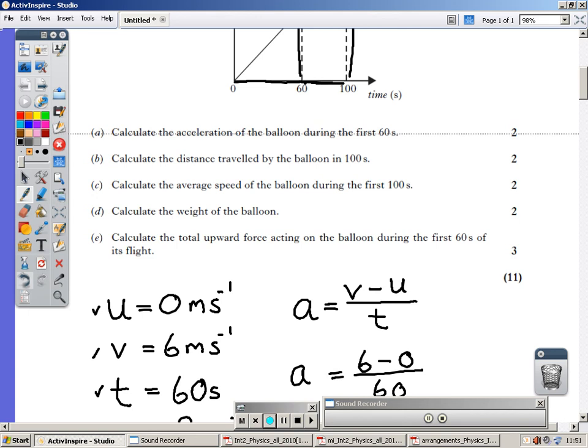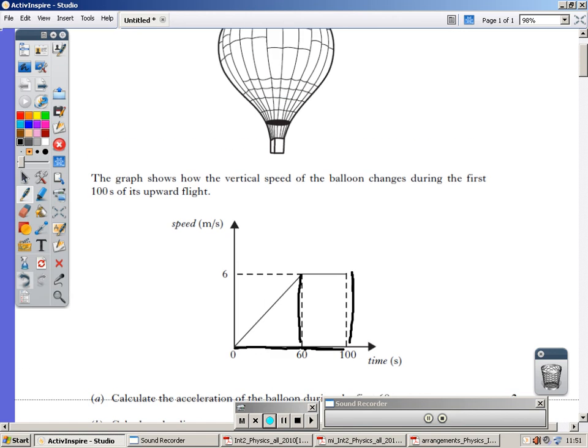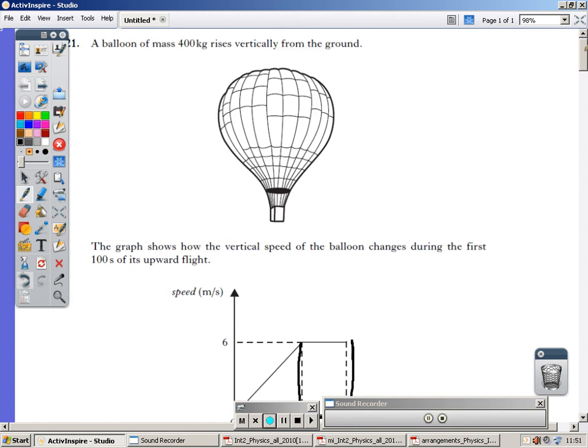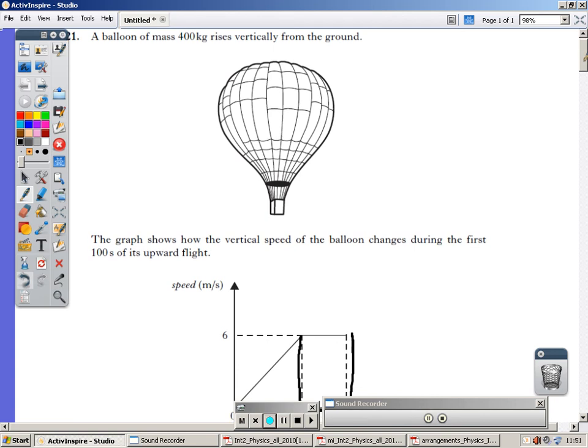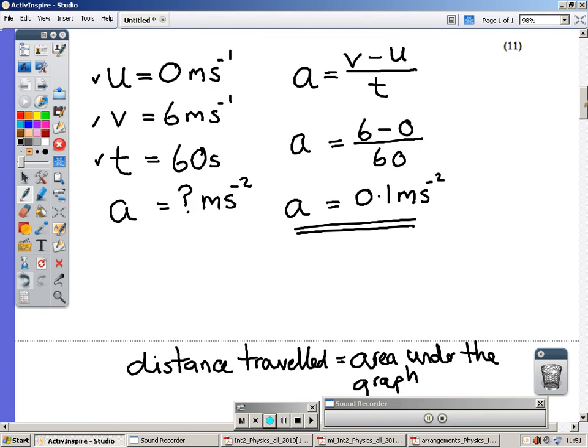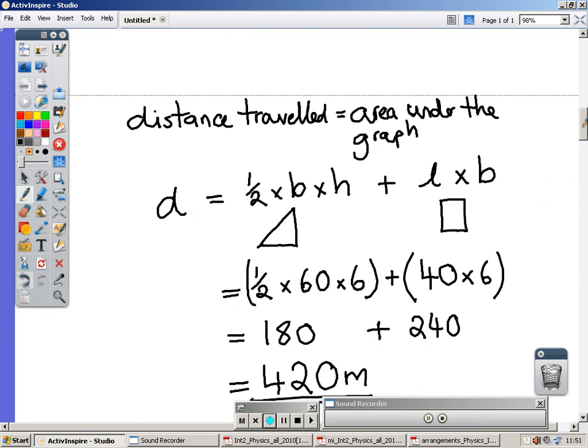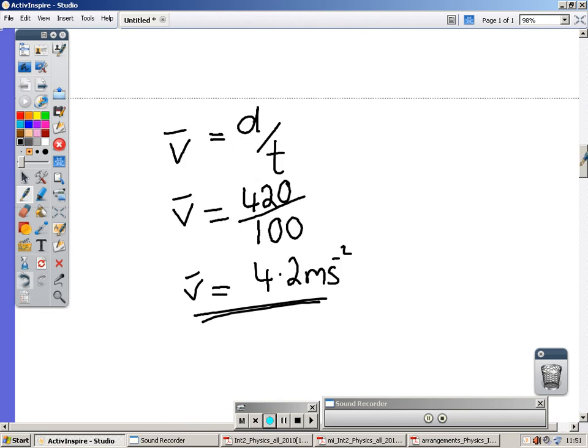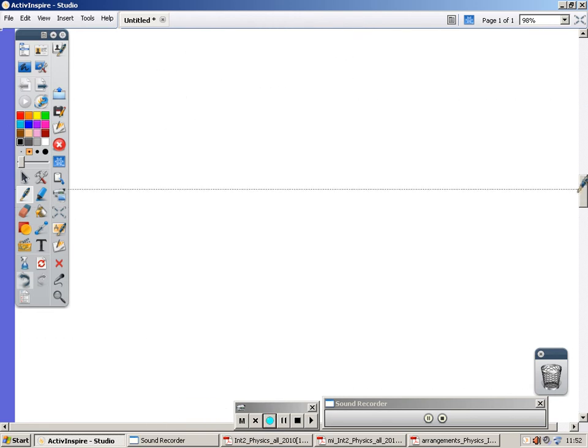Question D says, calculate the weight of the balloon. Now I'm needing to go back and see what information it gives us. Well, we know the mass, and it doesn't say anything about it being on a different planet. In fact, hot air balloons only work on Earth because they have an atmosphere with air in them.